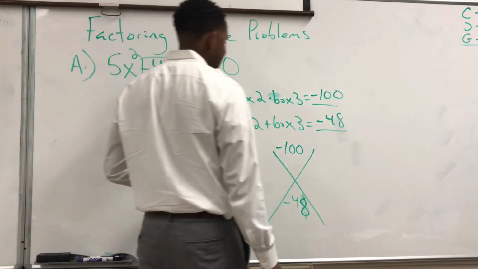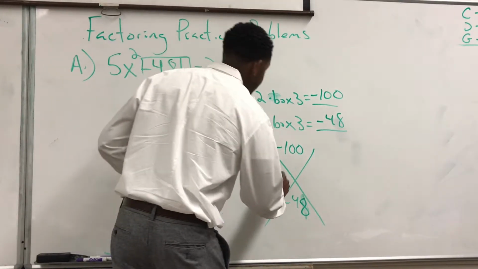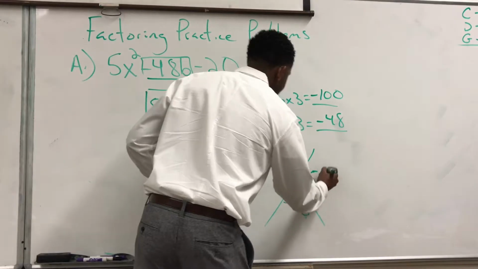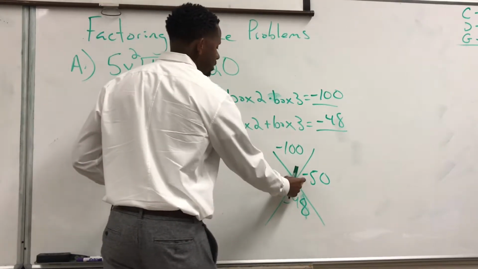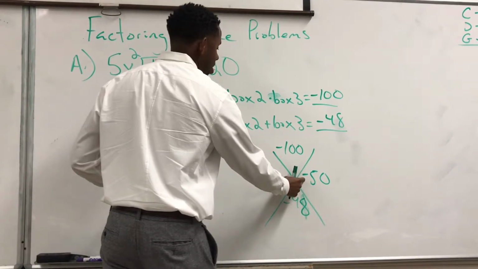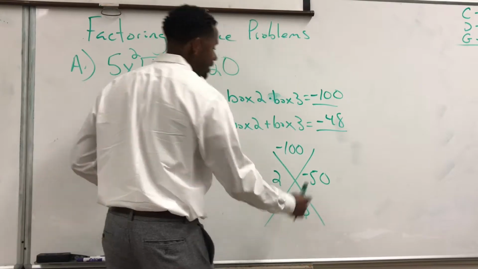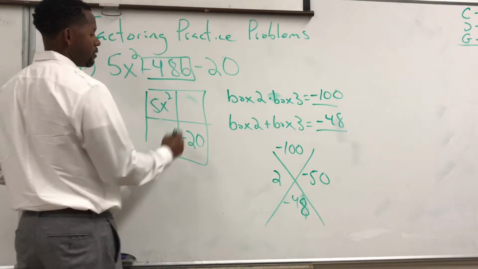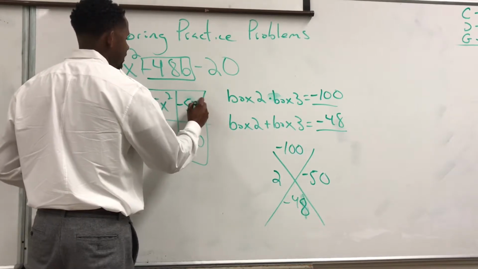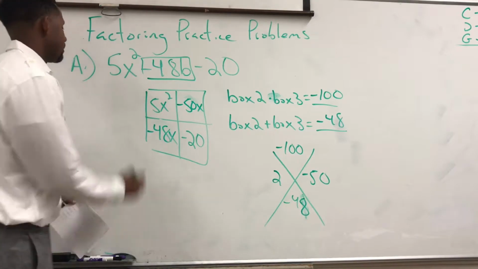Cool. You just did that, and I don't know, 100 divided by 2 is 50. Ooh, 2 and 50. I need a negative 48, so I need negative 50. Negative 50 times 2 is negative 100. Negative 50 plus 2 is negative 48. So what do I now know? I know that one of these boxes says negative 50x, and one of these boxes says 2x.